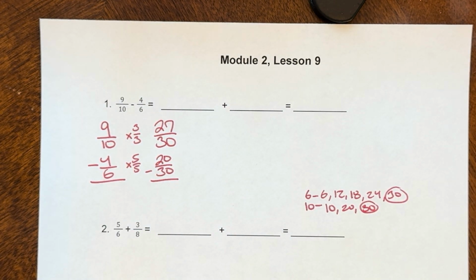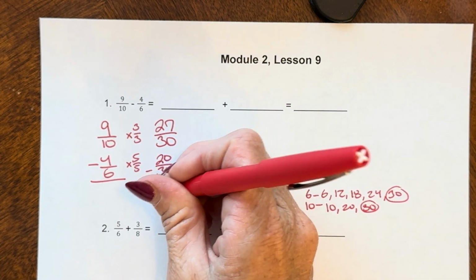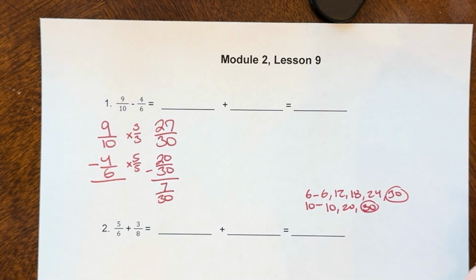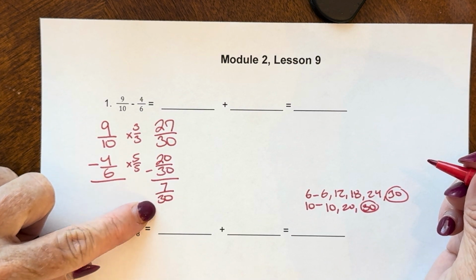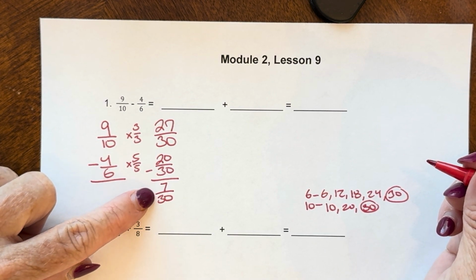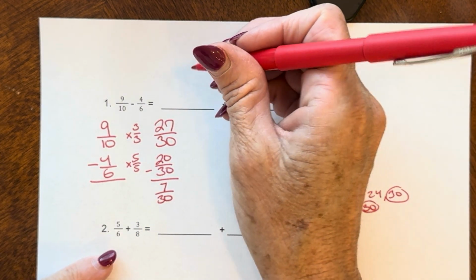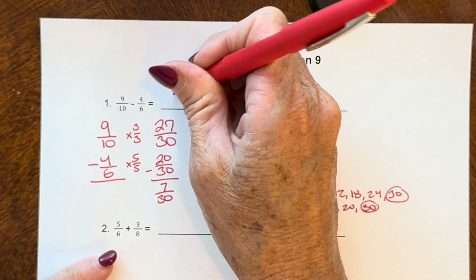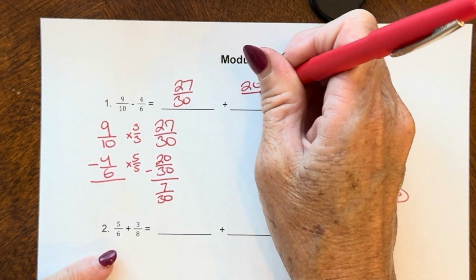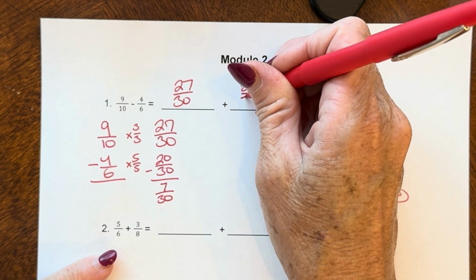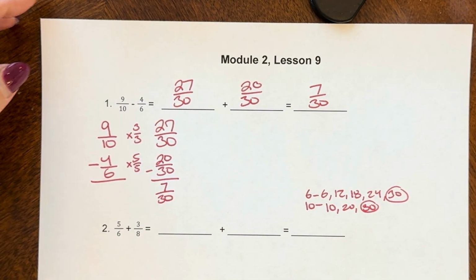Okay, step 3 is add or subtract. So 27 take away 20 is 7/30. Step 4 is make sure it is a proper fraction or less than 1, which it is. And step 5 is simplify, which I cannot do. So my answer would be I changed it to 27/30, subtract 20/30, and my correct answer is 7/30.